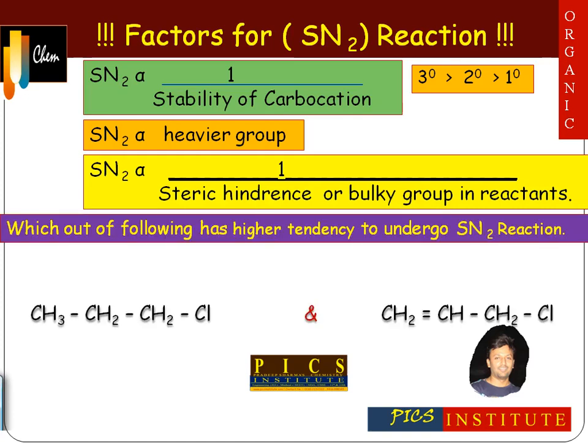Let's solve one question. Which out of these two species will undergo SN2 at a faster and preferable rate? Remember the first factor: the lesser the stability of the carbocation formed, the higher the SN2 reaction. The second species possesses a resonance stabilized carbocation which is more stable, hence we can say the first species has a higher tendency to undergo SN2 reactions.